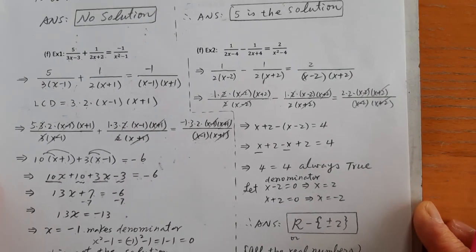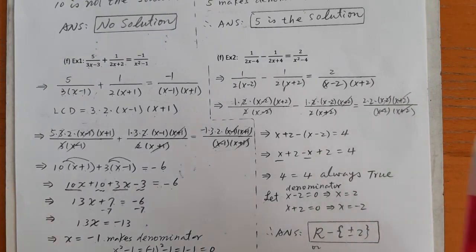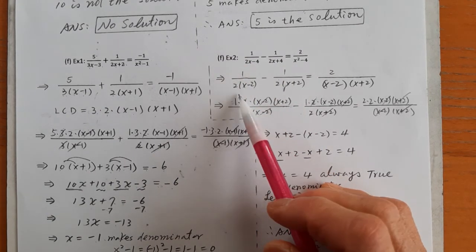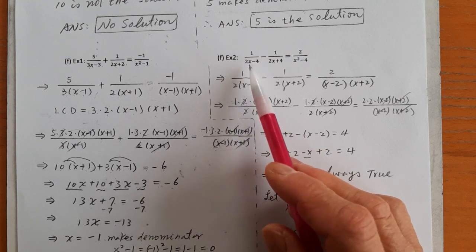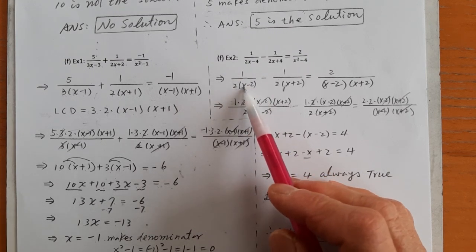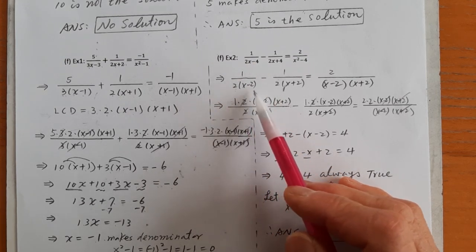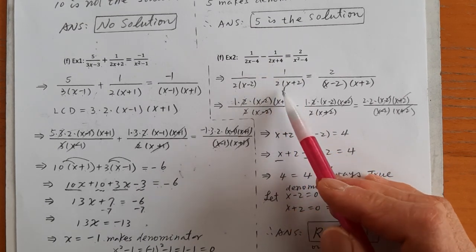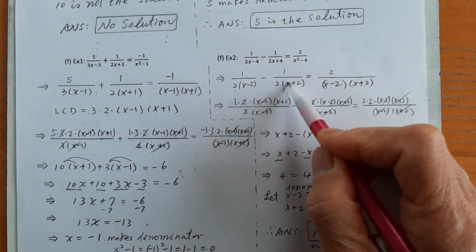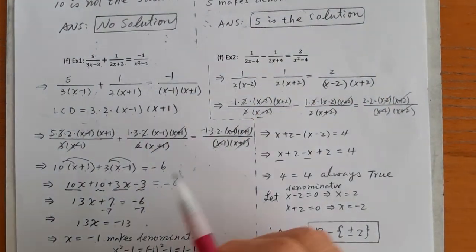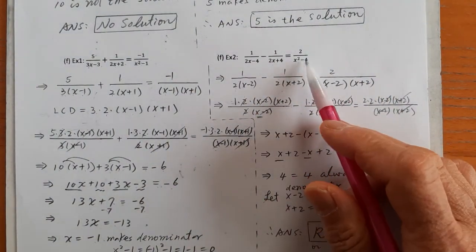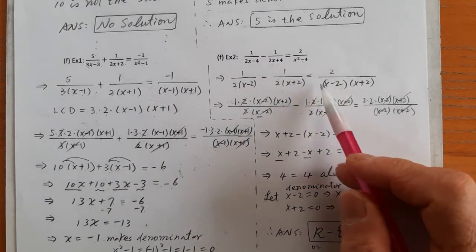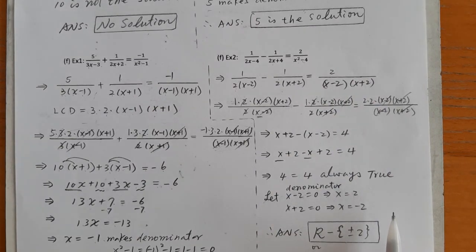And for the next question, example: 1 over 2x minus 4. You factor out the common factor 2: 2x, factor out 2, x remains, 4 divided by 2 is 2. Minus 1 over, factor out the common factor 2, and you get x plus 2, equals 2 over x squared minus 4. 4 is 2 squared, so the factors are x minus 2 times x plus 2. So find the LCD.